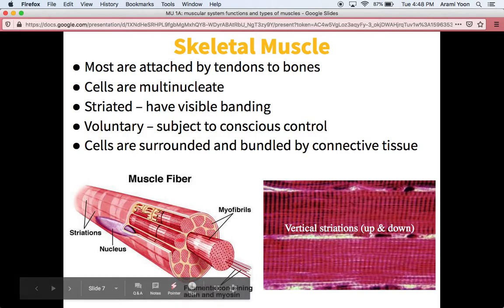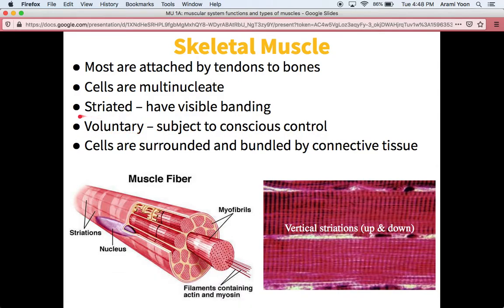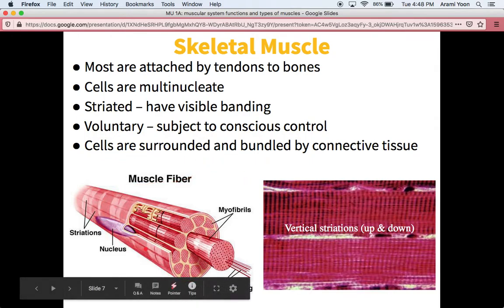As we said before, they're striated, so you can see the striations here, here, here, and then once again you can see these vertical striations in this microscope image of a skeletal muscle. What makes skeletal muscle different from the other types is that it's voluntary. So you can control how you contract skeletal muscles, and that allows you to do things like run or pick up a pen and write. Although you also have some involuntary control of your skeletal muscle, and we'll discuss that when we get to the nervous system. And then cells are surrounded and bundled by connective tissue, which we'll see on the next slide.